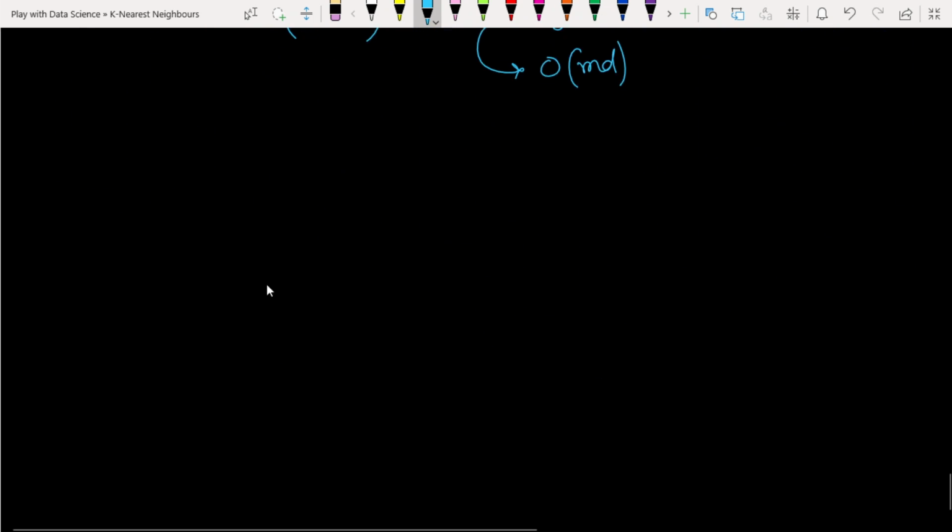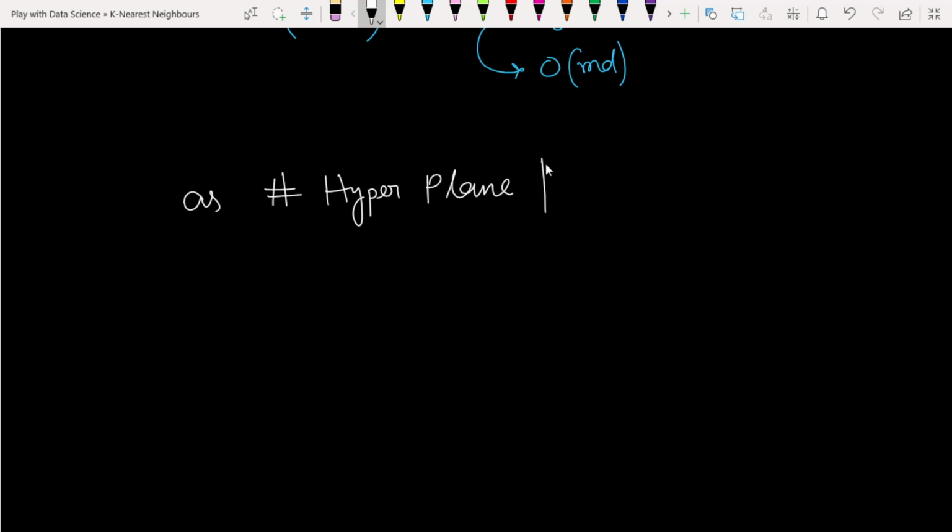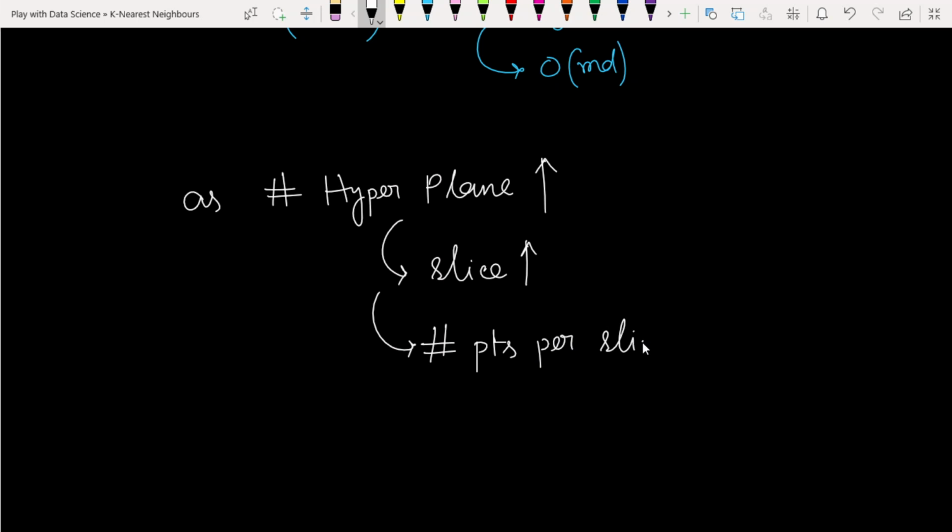So the conclusion is: as the number of hyperplanes increases, the number of slicings increases. This means that the number of points per slicing decreases. This is the simple thing. This is a simple trick.